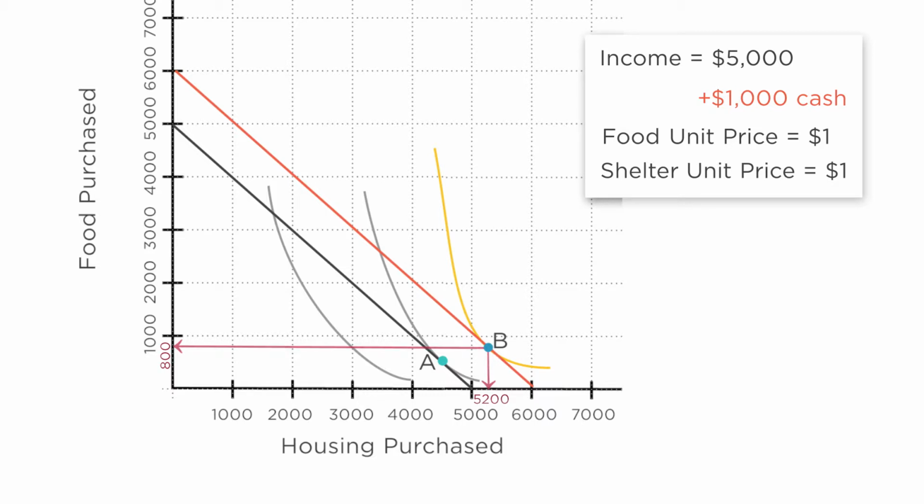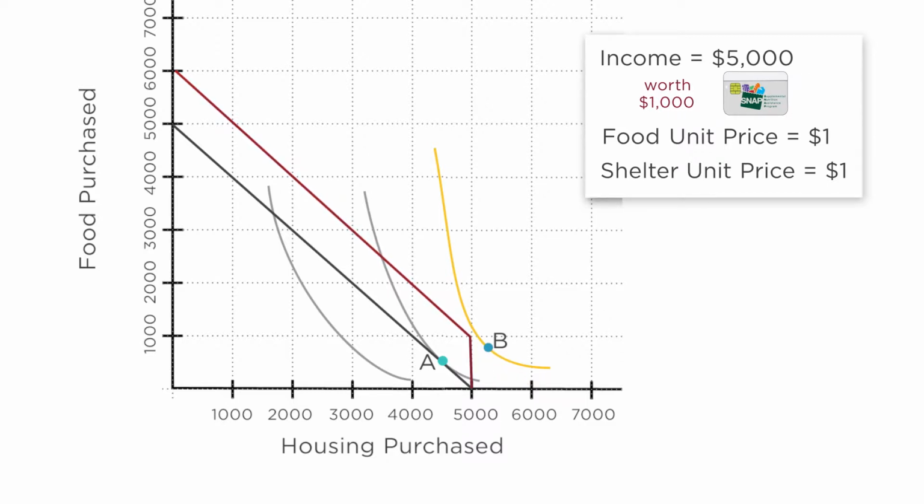But what if instead the government gave this person a $1,000 debit card that can only be used for food? Now the budget constraint is kinked. All $6,000 can be spent on food, but only $5,000 can be spent on housing. This is shown as a budget constraint, which is a straight line at $5,000 for the first $1,000 of food. That's because the government gives you $1,000 to spend on food for free, but you can't spend it on anything else. No matter what you spend on food, up to $1,000, you can always get $5,000 of housing.